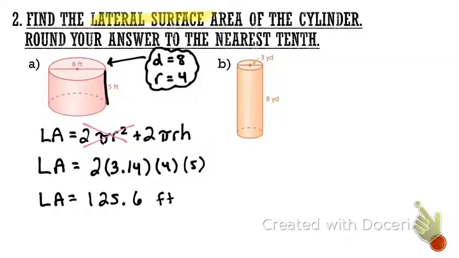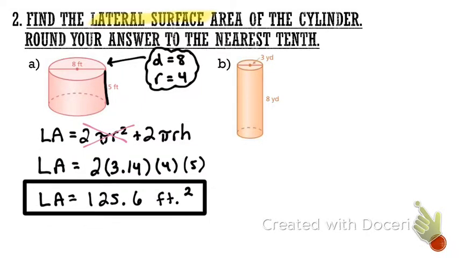And still, because it's asking for the lateral surface area, we want to make sure that we go ahead and square the units. And as you can see, when I go back up here and it says round to the nearest tenth, well, my answer is already in the tenths place. So that means my answer is complete and I'm finished. I want you guys to go ahead and go on to B. Do it yourself, okay? Remember, you're only finding the lateral surface area, not the entire surface area.